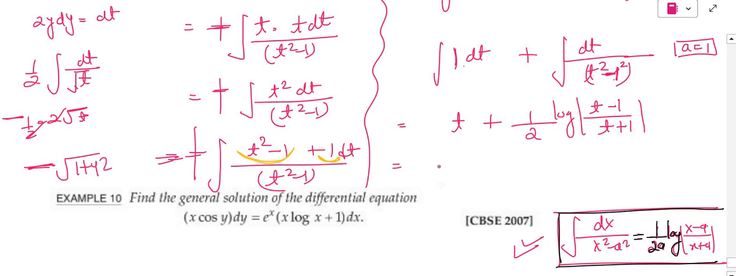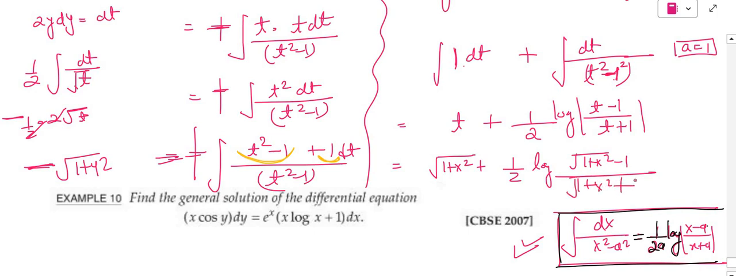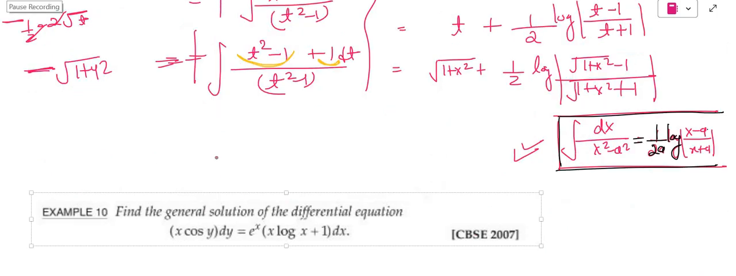And what was t? t was root of 1 plus x square. So 1 by 2 log of root 1 plus x square minus 1 by root 1 plus x square plus 1. This is my answer. I hope you understood. So I am assuming you got it. Now we will do question number 10.